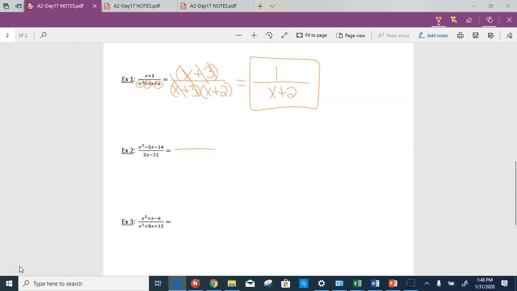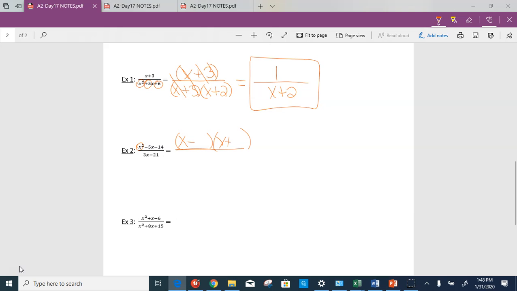Now we have the quadratic equation on top, the numerator. So what I'm going to do is go ahead and factor it. X times x gives me the x squared. Now I need two numbers that multiply to negative 14, which means I'm going to have one negative and one positive.